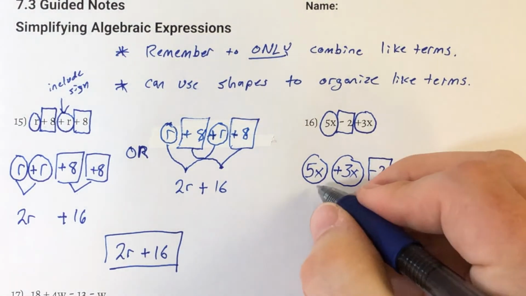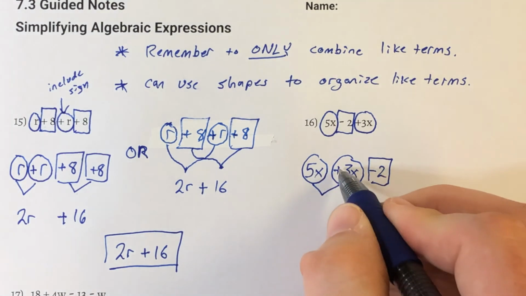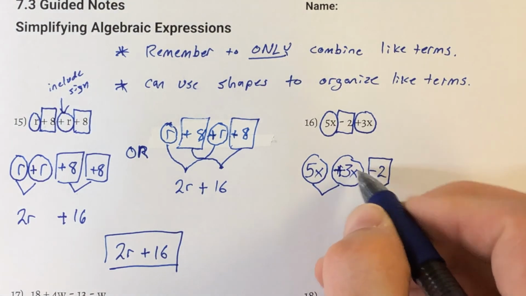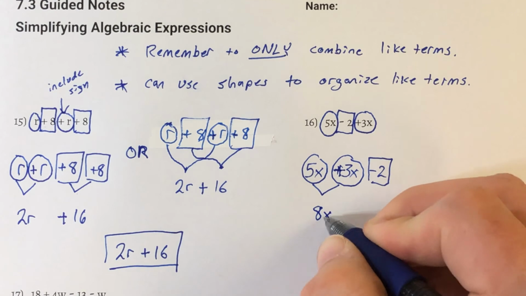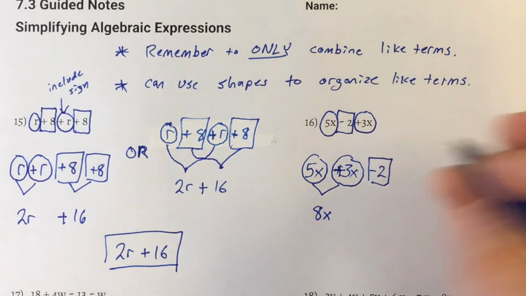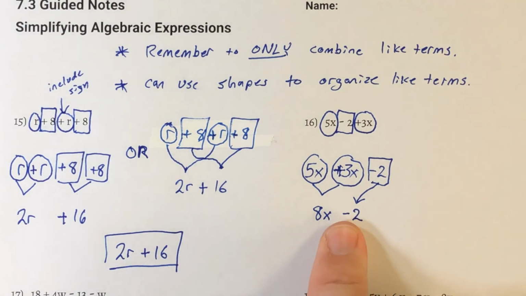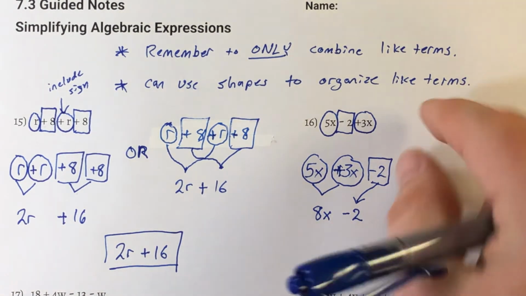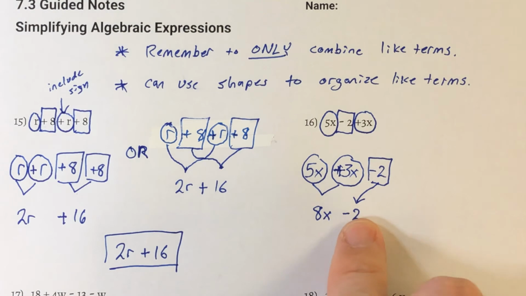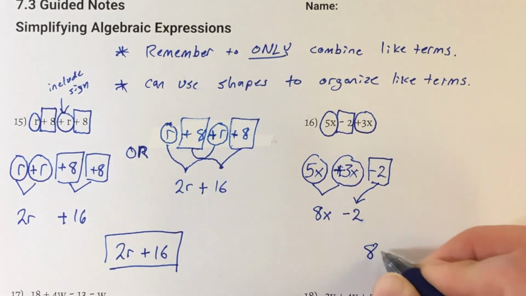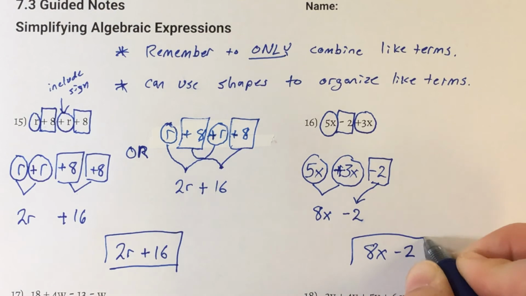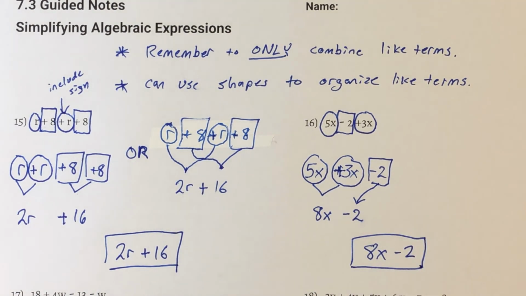All right, combine the circles. 5x plus 3x, you're going to get 8x. What do I do with the negative 2? Just bring it down. Voila, that's how you get a negative sign, is if you literally bring something down. Can I take away 2 from 8x? No, they don't have the same variable. Can't do anything with it, leave it. So 8x minus 2 is your simplified answer.